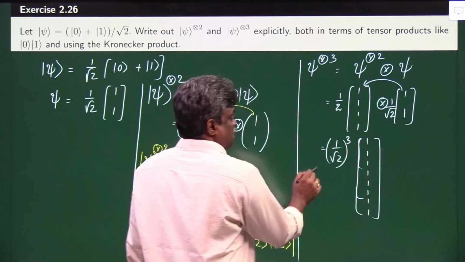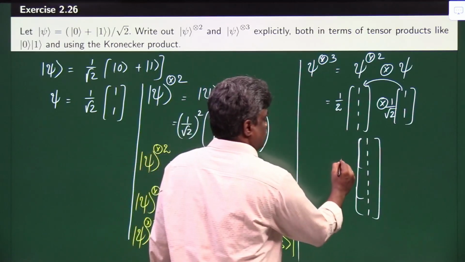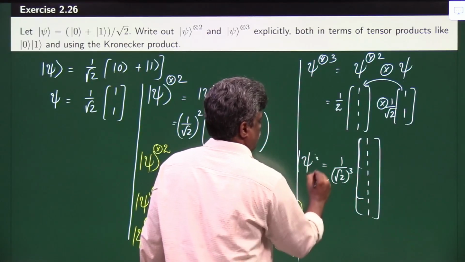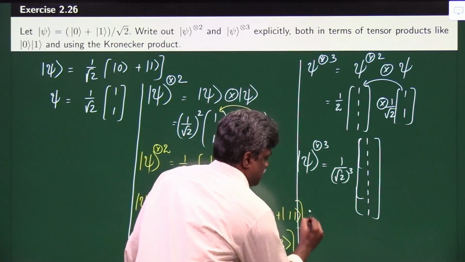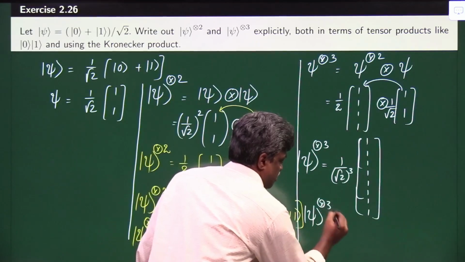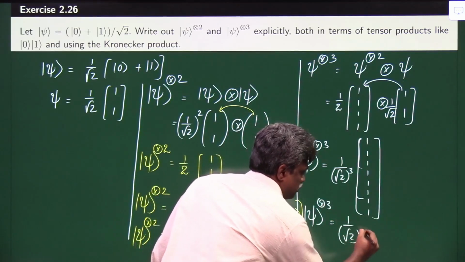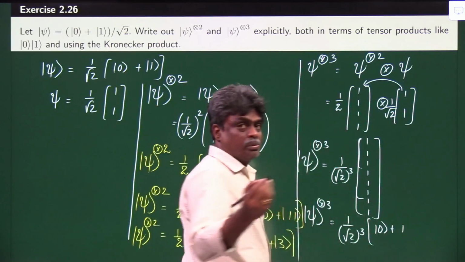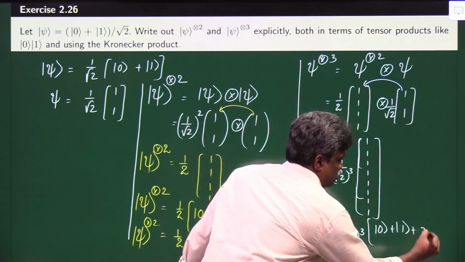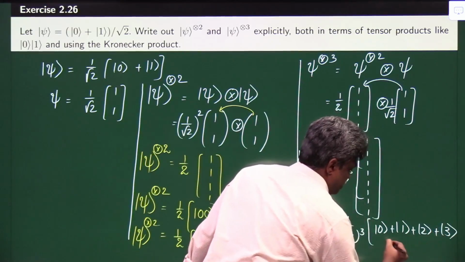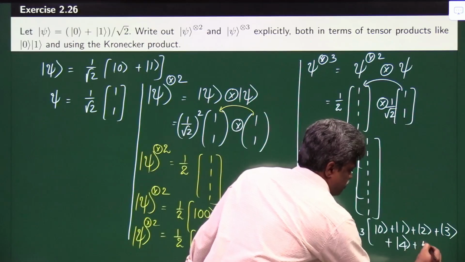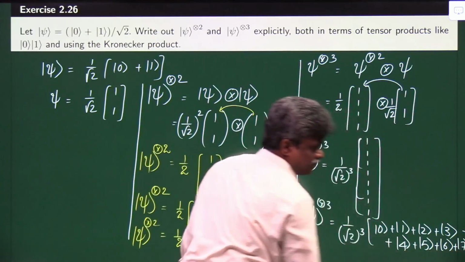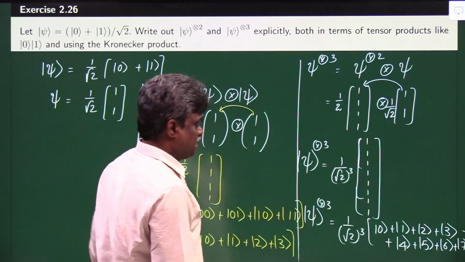So we can write this as a linear combination of 3 qubit bases, 1 by root 2 whole cube. I am writing the 3 qubit basis states, ket 000 to 111, using decimal notation here: 0, 1, 2, 3, 4, 5, 6, 7. Right, that's it.